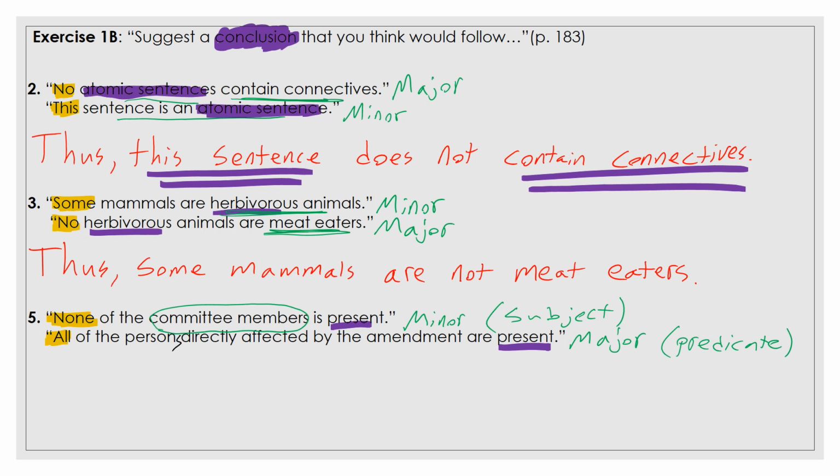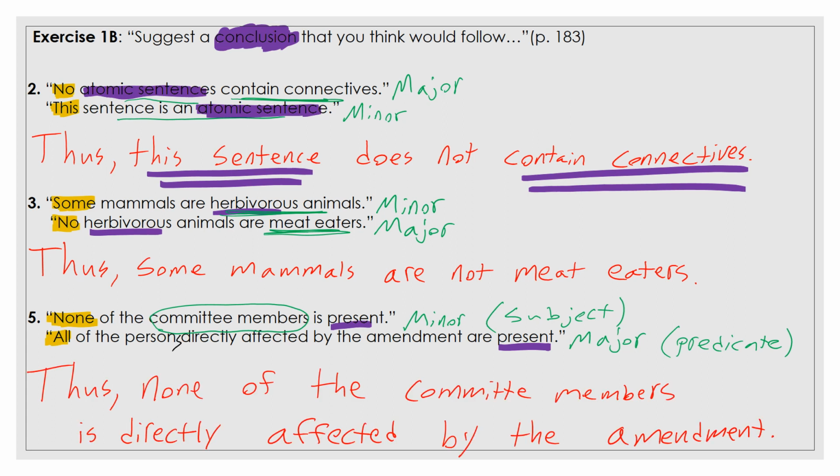So in that sense, the major premise is, so to speak, affecting that minor premise. It's affecting the subject. It's allowing us to derive something about that subject. That's our conclusion. Thus, none of the committee members is directly affected by the amendment. And at least in terms of how I look at it, or at least one way I look at it, is that this major premise is really what is influencing how we're thinking about this subject. But in any case, I think our intuitions can see, I hope, why that conclusion would follow from those premises. And with predicate logic, we'll be able to see even more clearly why this is the case. And that's going to be coming up in the next few videos.